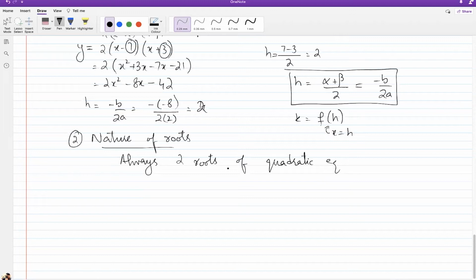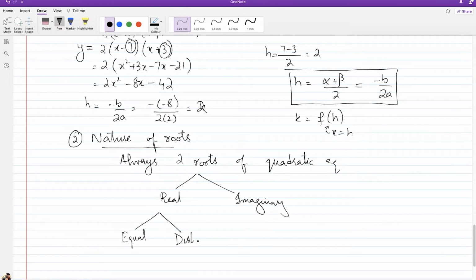So roots are either real or imaginary. Okay. Good thing is imaginary roots always occur in pairs, which means either both will be imaginary or both will be real. Okay, so that means roots can be real or imaginary. Okay, and if they're real, then they can be equal or they can be distinct. Distinct means that they have different values. For example, in the case of this 7 and minus 3, they were two distinct values, different values. But if we had 7 and 7, then they would be equal.